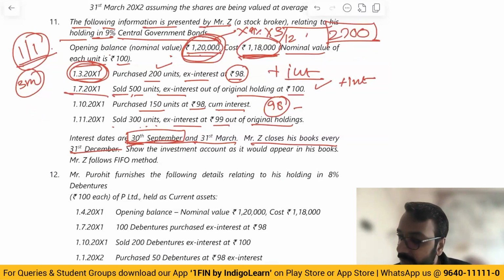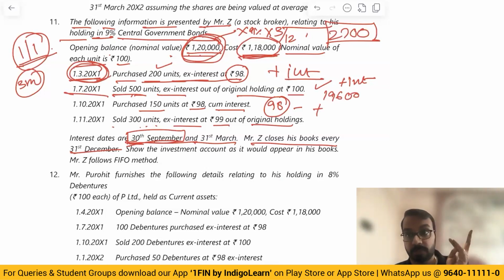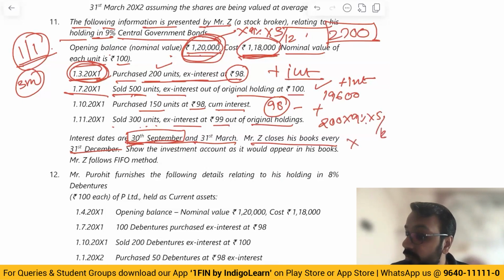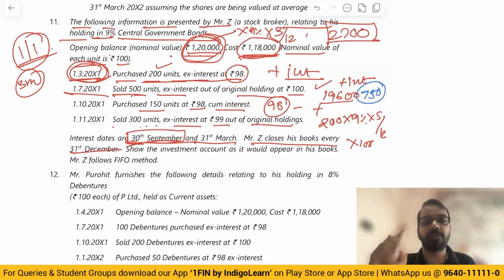Then on 1st of March, purchased 200 units ex interest at 98. So 200 into 98, I paid 19,600, plus I have to pay interest. Interest till March: October, November, December, January, February, not March, because we purchased on 1st March. So 5 months. 200 units into 9% into 5 by 12 into 100. If you do 200 into 9 into 5 divided by 12, we get 750. Apart from this, you also pay interest of 750, that you will account for separately.